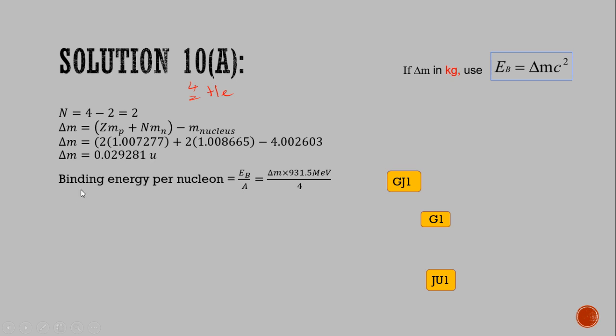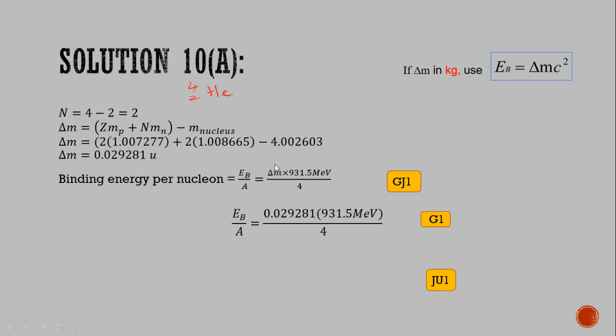In order to calculate the binding energy per nucleon, we have the binding energy is delta M times 931.5 MeV. So if our delta M is in kg, we need to use this formula instead. E_B is delta m c squared and our unit of the E_B is in joule. So for this one, we have the unit of binding energy in E_B and we have 1 mark here.